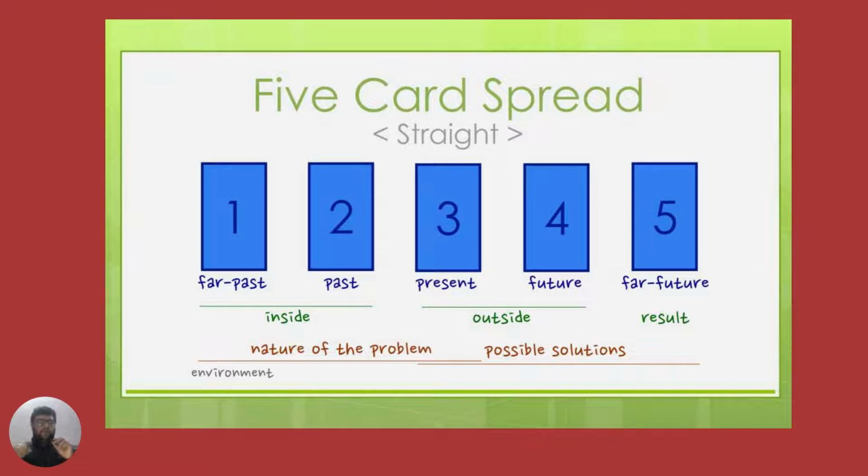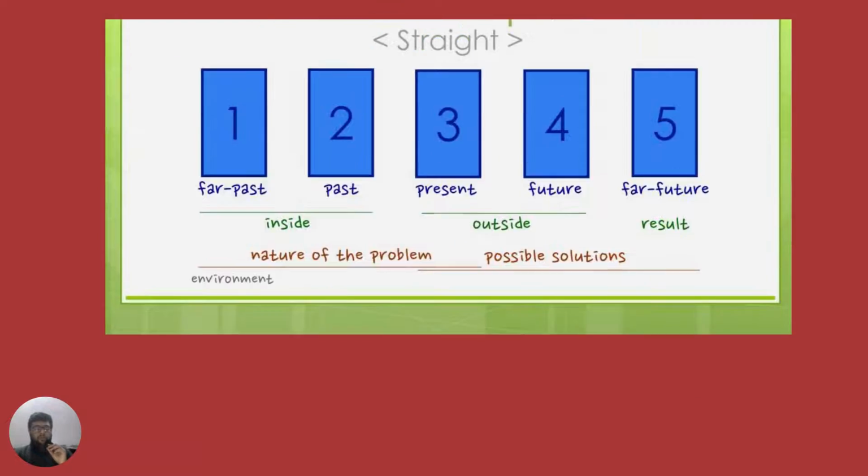Once you have become expert in the single spread, the double spread, and the triple spread, you can use the five card spread to dive deeper into the query and the readings. And you can also tell what the past of the person is, what circumstances he is facing in the present, and what his future will be.